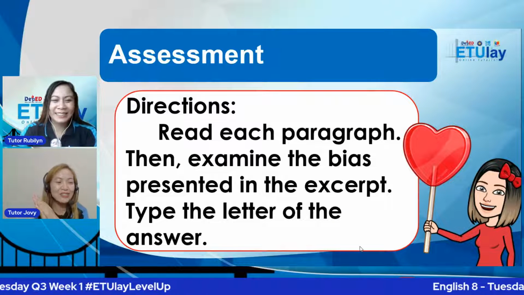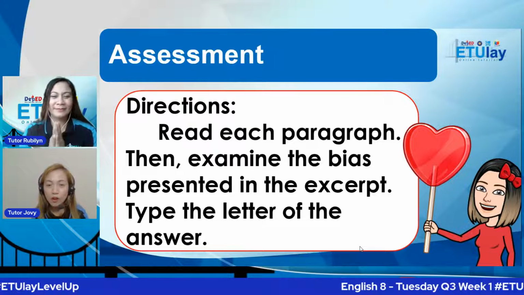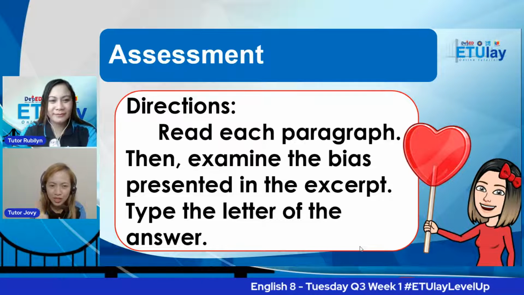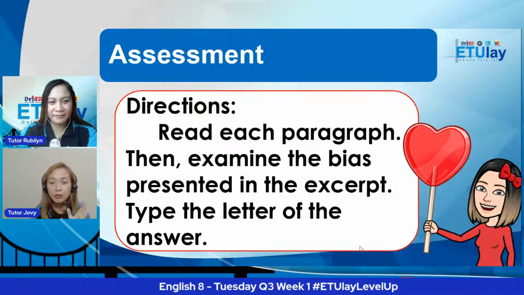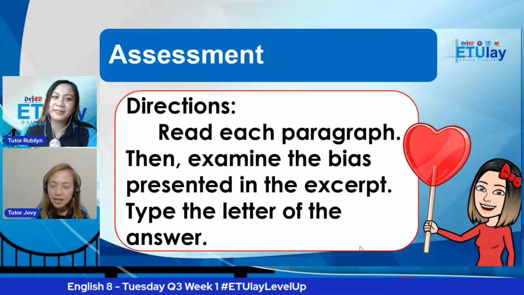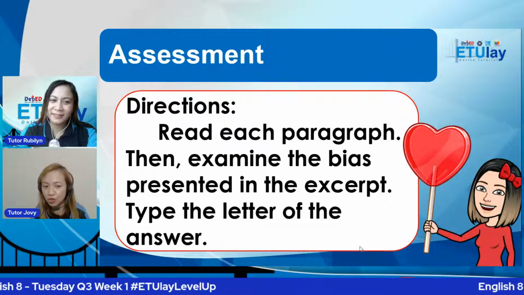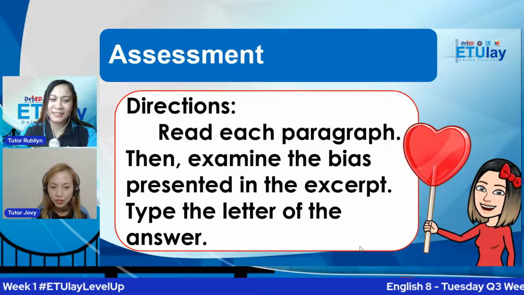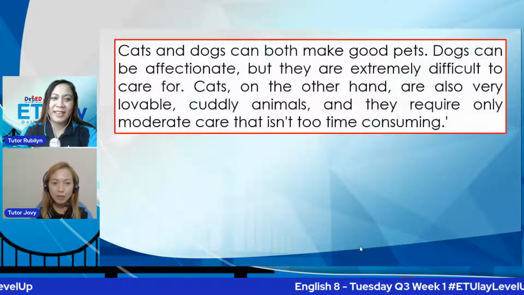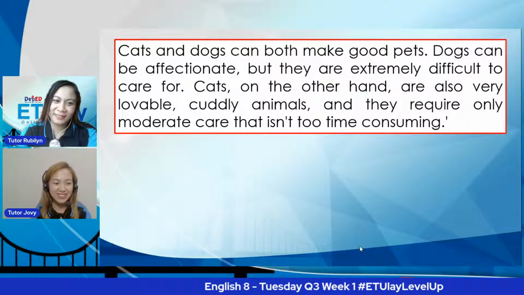So, cuties, congratulations on a job well done a while ago. Let's go now to part two of our activity, and this is what you're going to do. Read each paragraph, then examine the bias presented in the excerpt. Type the letter of the answer. Let's have number one. Okay, Tutor B.